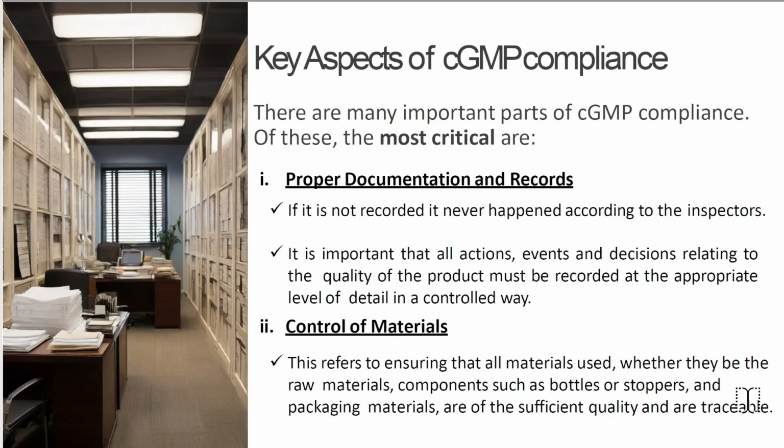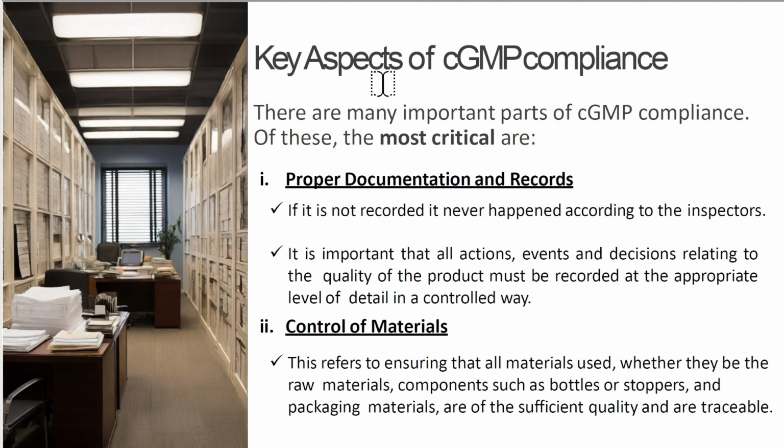So, as you can see, one of the key aspects of CGMP compliance is proper documentation and proper records. If it is not recorded, it basically never happened according to the CGMP inspectors. It is also important that all actions, all events, and all decisions relating to the quality of the products must be recorded at the appropriate level of detail in a controlled way.